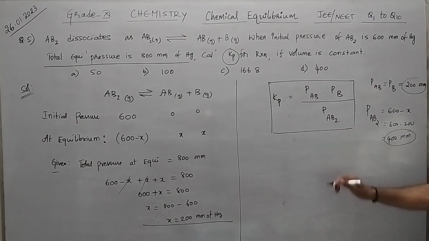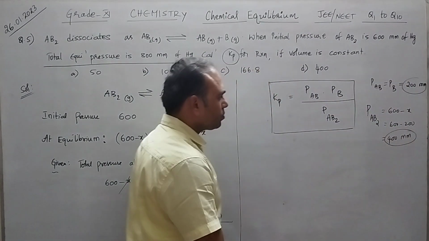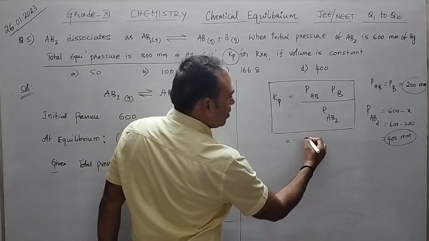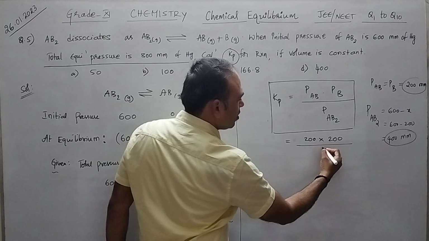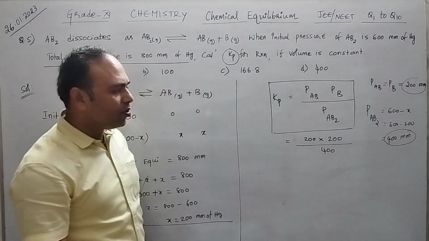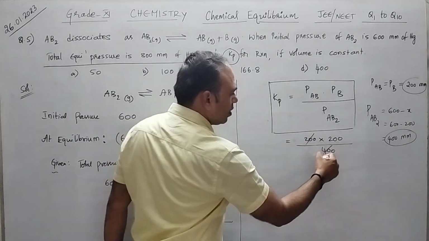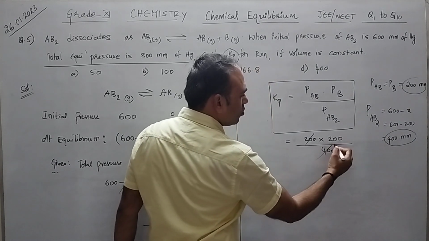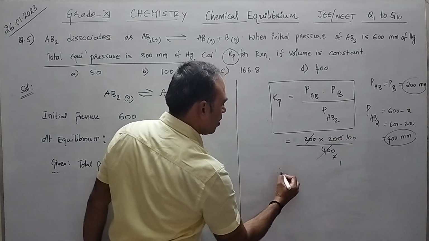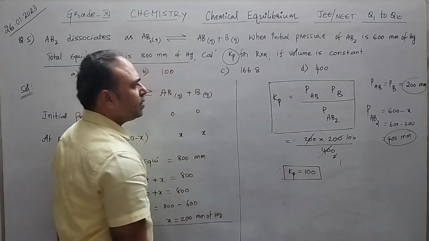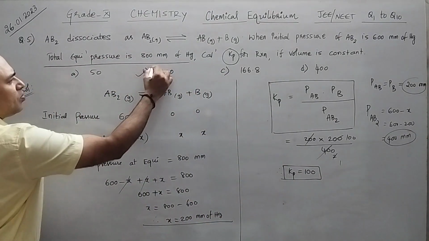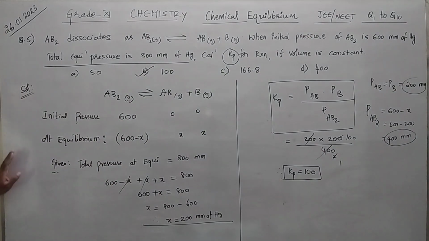Substitute the value here. What do you get? Kp is equal to PAB 200, PB is also 200, and this will be 400. Hope you can easily get the answer. 200, 1 and 2, so this is 2 ones and 100. Therefore Kp is equal to 100. Answer is B. Hope you have understood this. Copy the solution and let's move to question number 6.